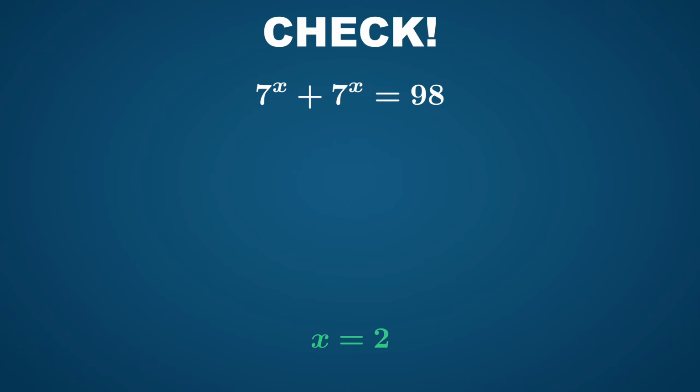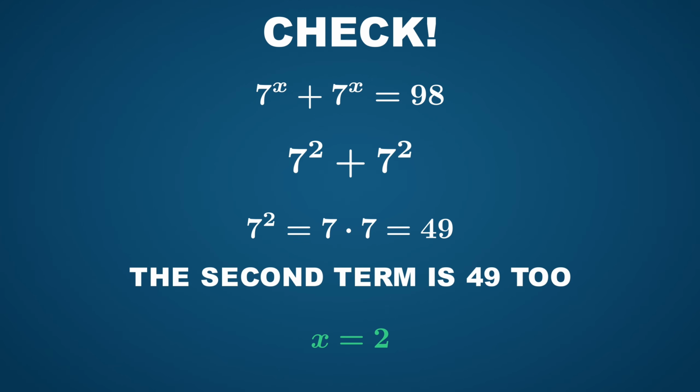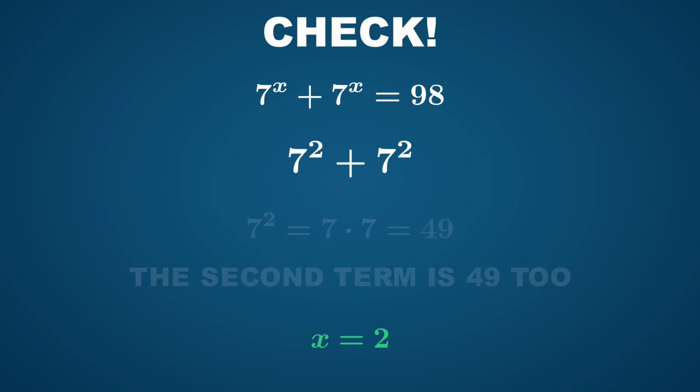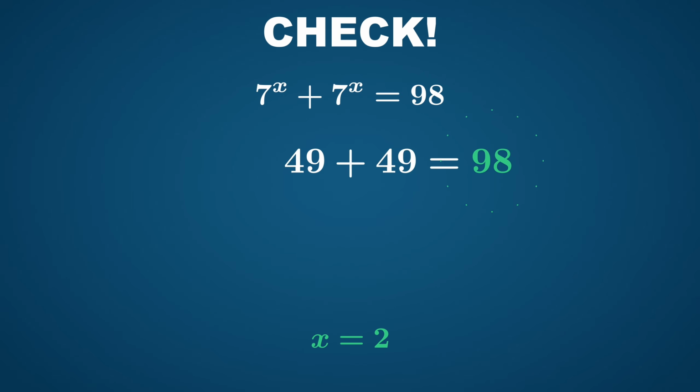The final step is to test the answer in the original equation. We substitute x equals 2 into 7 to the x plus 7 to the x. The first term becomes 7 to the power of 2. 7 to the power of 2 means 7 multiplied by 7. Working that out, 7 times 7 gives exactly 49. The second term is identical, so it is also 49. Adding the terms, 49 plus 49 comes out to 98. So the left side totals exactly 98 when x equals 2.